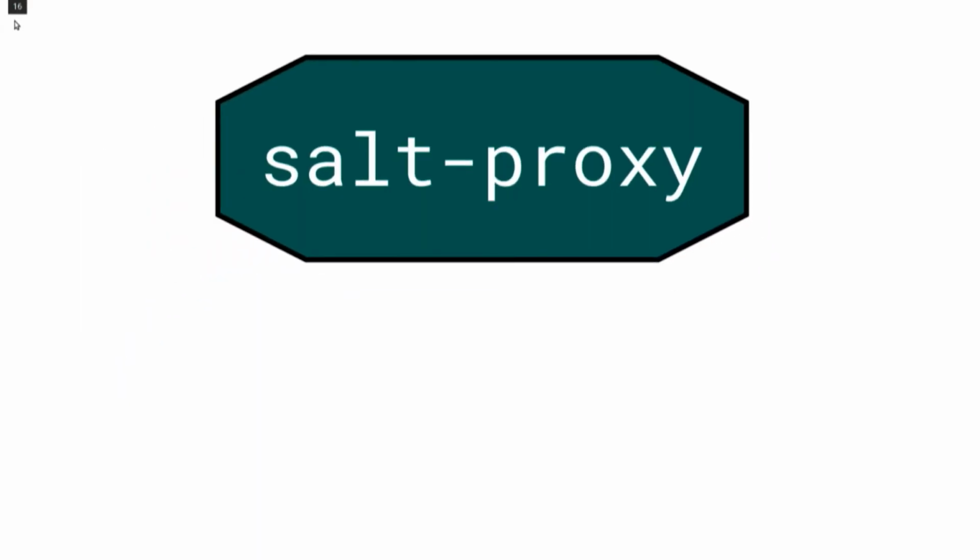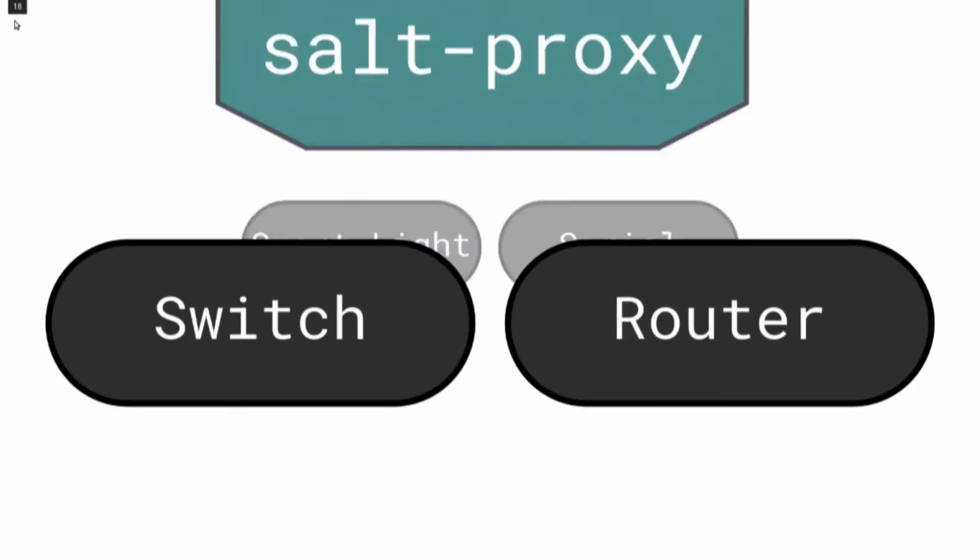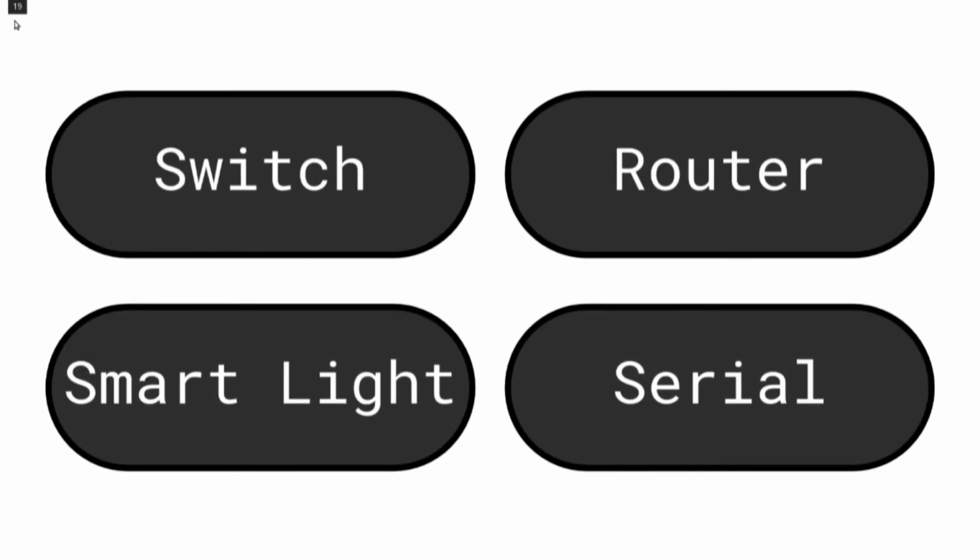Salt Proxy is all about dealing with devices that can't even run SSH, something really low level, like switches, routers, any sort of dumb device, even something as low level as serial access. If you can write code in Python to access it, you can do it with Salt Proxy.